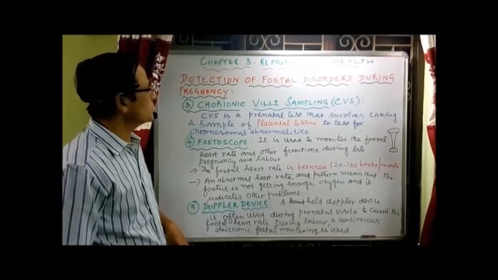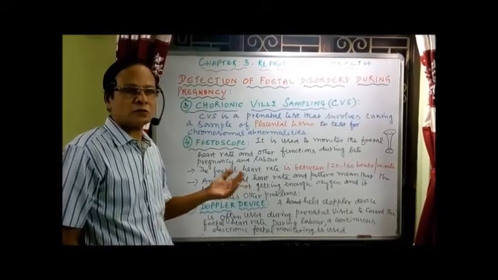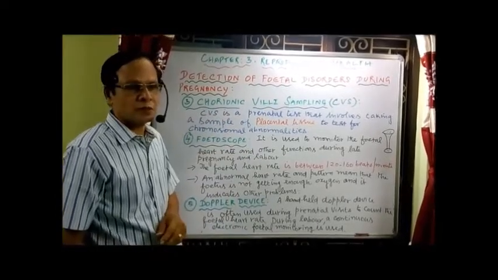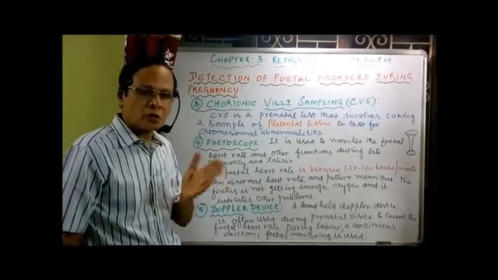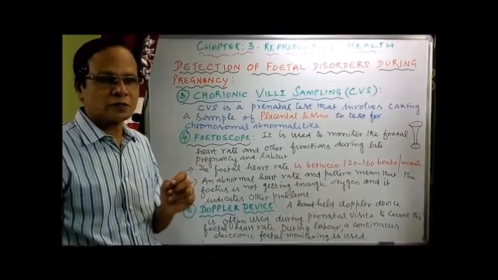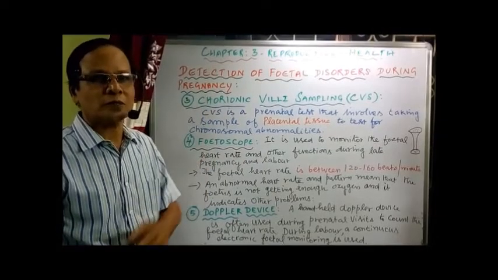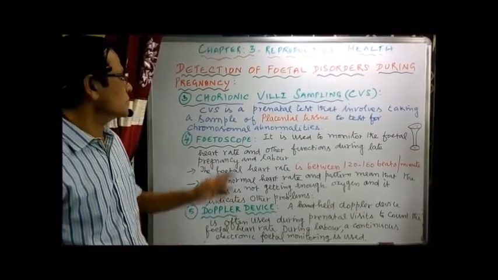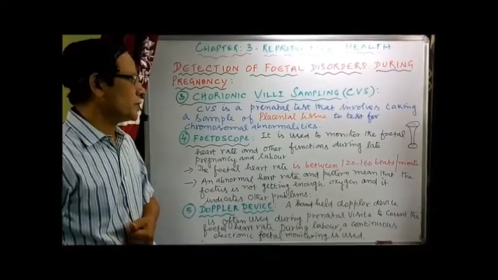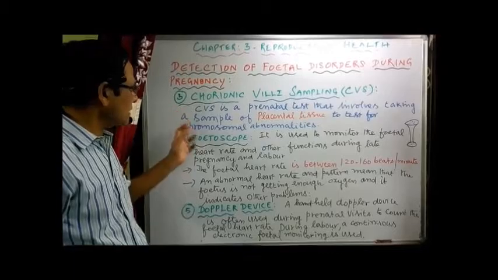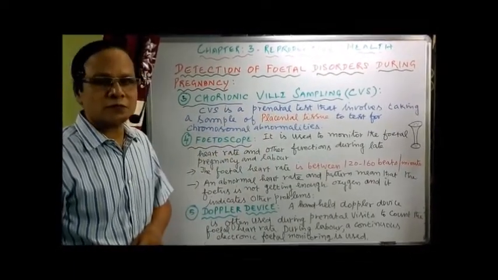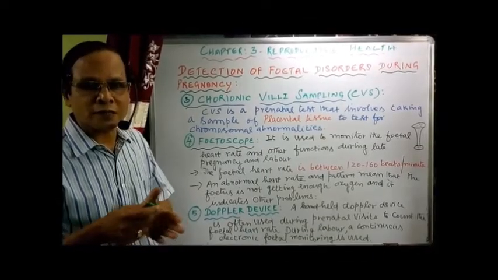Now the third method of detecting fetal disorders during early pregnancy is chorionic villi sampling. Chorionic villi are nothing but a component of the placenta. So it is nothing but taking tissue of the placenta to test for chromosomal abnormalities. That's the meaning of it. It is a prenatal test done well before the birth of the baby. It involves taking a sample of placental tissue, because chorionic villi are part of the placenta, to test for chromosomal abnormalities just like amniocentesis.